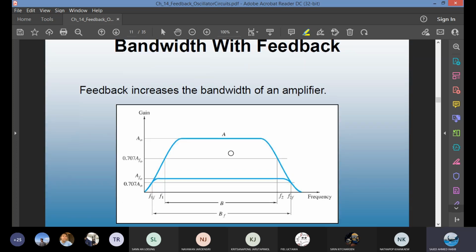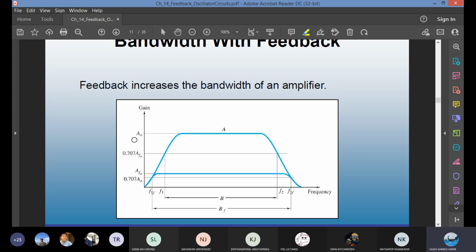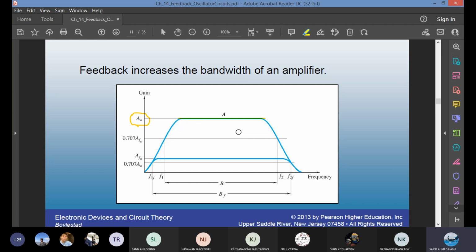Here is a graph or a diagram of bandwidth versus feedback. It's gain versus frequency. The A sub O is the open loop gain. You see, it is at the maximum gain. But if you are at the maximum gain, you look at the corresponding bandwidth, B. This B is from F1 until F2, frequency 1 until frequency 2. It's narrow, I wouldn't say too much narrow, but compared to the lower gain bandwidth, it is a small bandwidth. Now you provide some feedback.